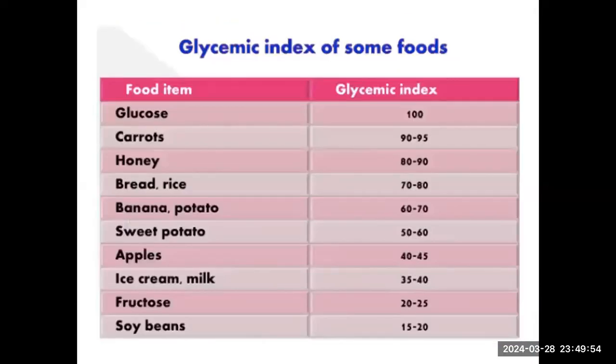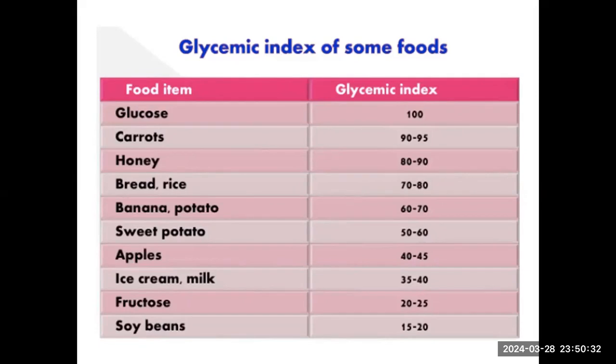Glycemic index of certain foods, as we have discussed earlier. These are the ones that give you the glycemic index. Glucose, 100%, because it can quickly increase the blood glucose level. Carrots, 90 to 95%. Honey, 80 to 90%. Although honey is sweeter than carrots, honey contains mostly fructose, and that cannot quickly increase the blood glucose level.